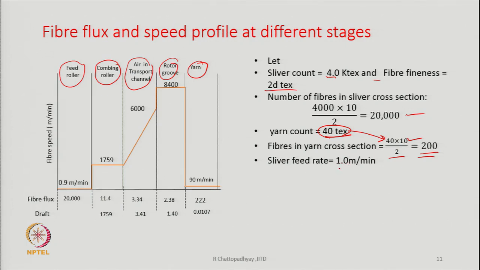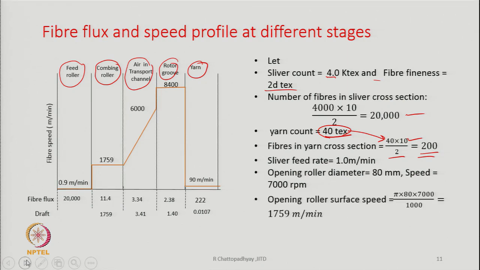Sliver feed rate is 10 meters per minute. That is, we feed the sliver at a very slow speed, hardly 1 meter per minute. The opening roll diameter is, suppose, 80 mm and speed is 10,000 rpm. Then the opening roller surface speed we can calculate, which is going to be 1759 meters per minute, almost 1800 meters per minute.